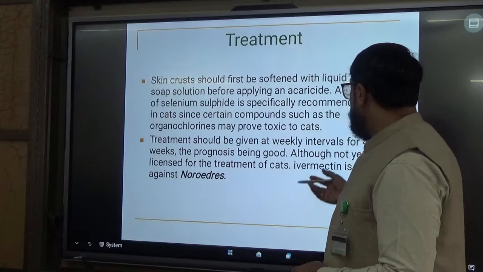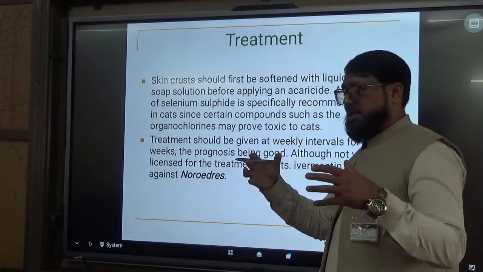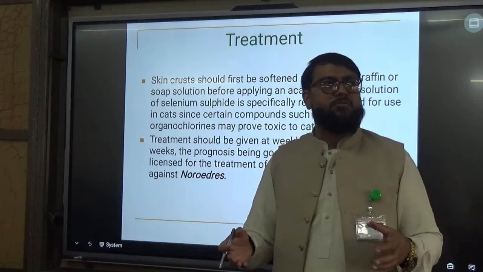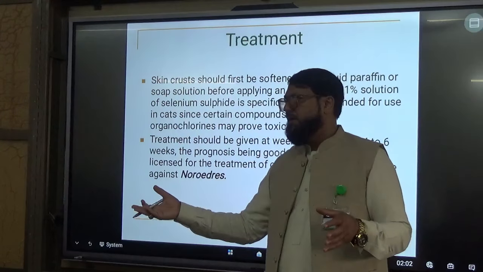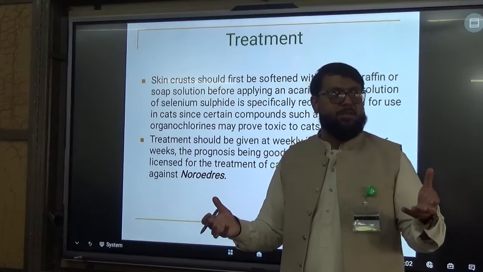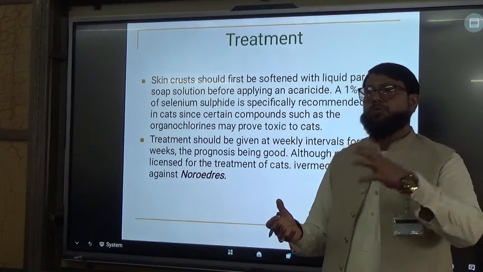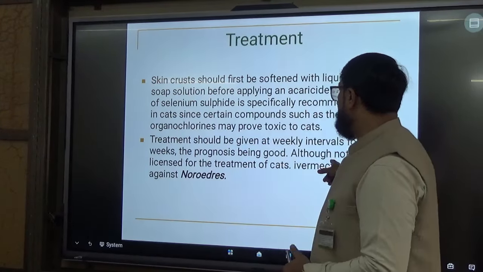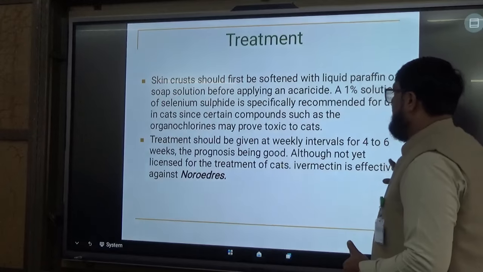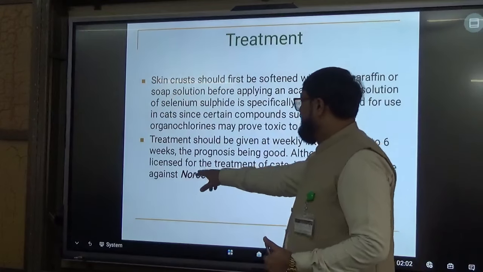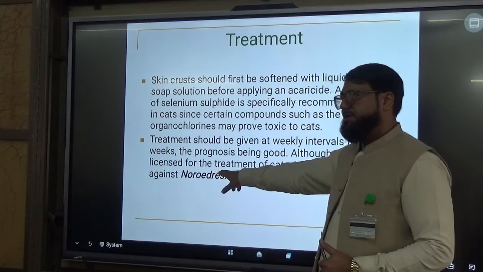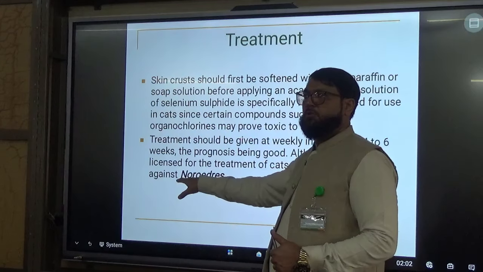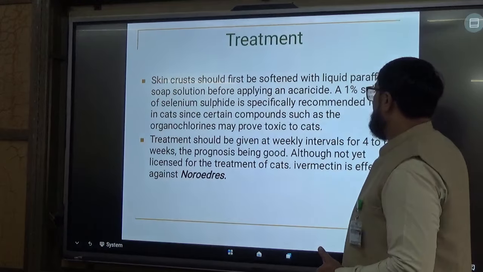Treatment should be given at weekly intervals so that the developing stages of the mites should also be covered. Otherwise, what will happen if you are not repeating the drug? The adults may die off, but again, the mites which are now recently coming out of the eggs would be spreading the infection. So repetition of the drug is very necessary here. Although not licensed, because ivermectins are also contraindicated in cats, in a controlled environment, ivermectins are also showing efficacy against these mites.